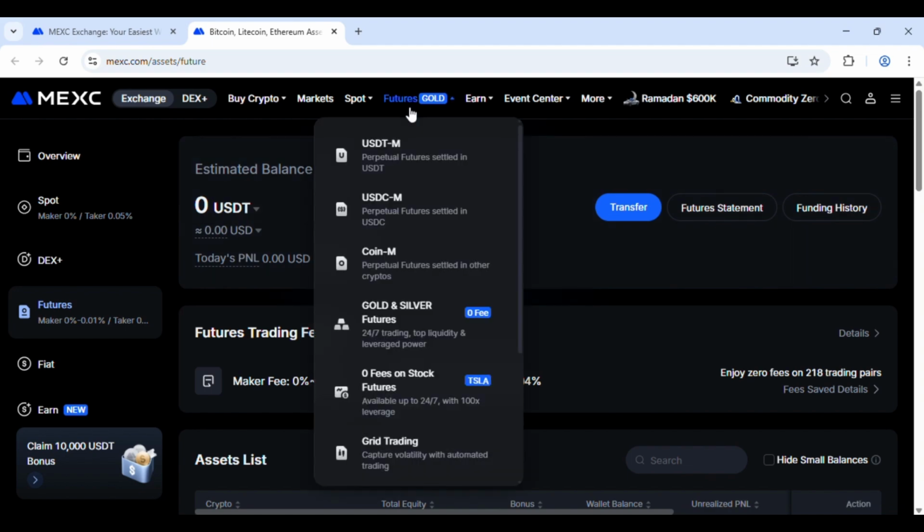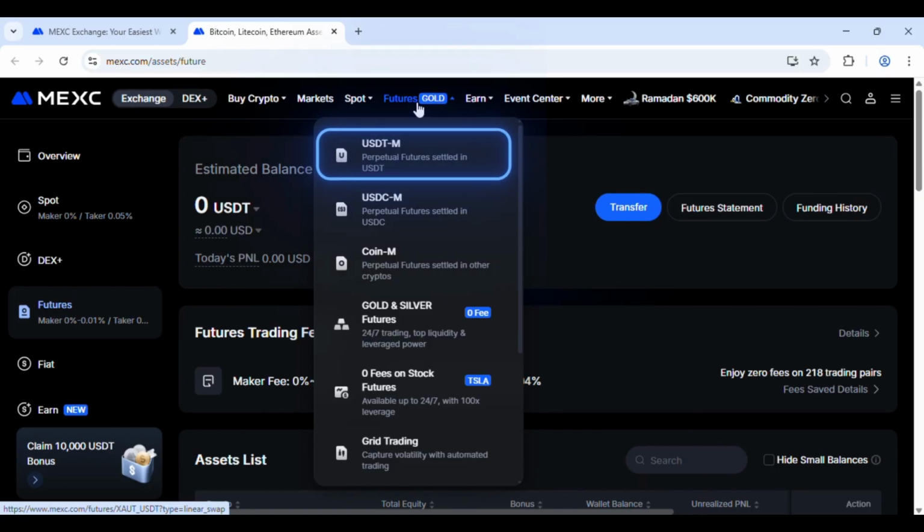Now, after you deposit funds into your futures account, click the Futures tab here, and you will see a couple of options. USDTM Futures contracts are margined and settled in USDT, a stablecoin. This means your profits and losses are in USDT, which is stable and easy to understand. USDCM Futures. Similar to USDTM, but margined and settled in USDC, another stablecoin. It is mostly for users who prefer USDC over USDT.